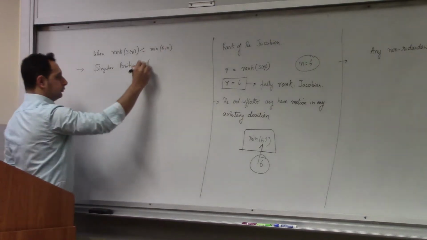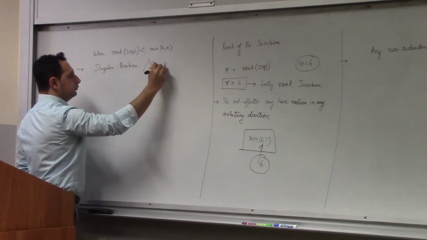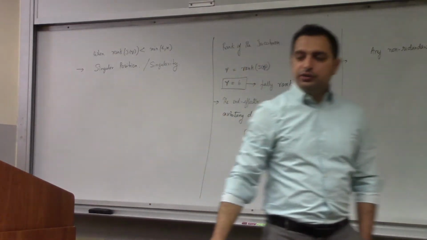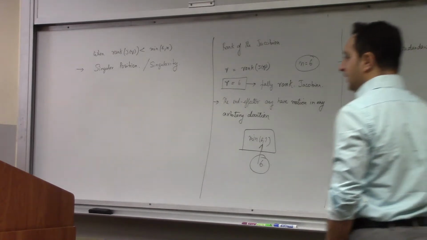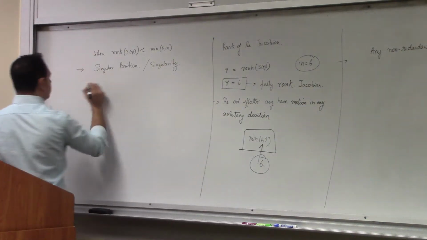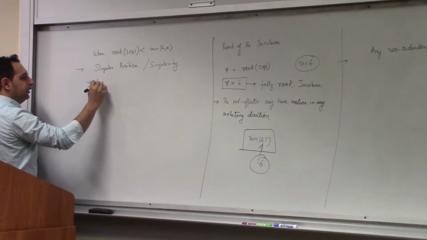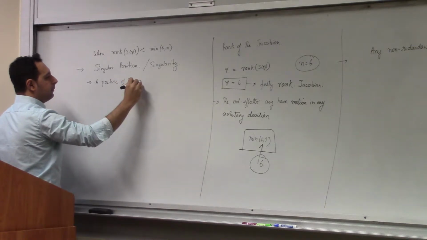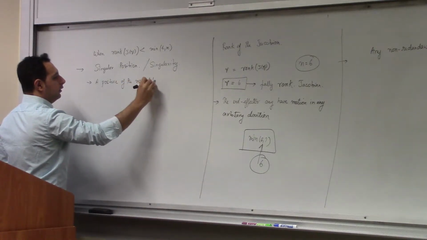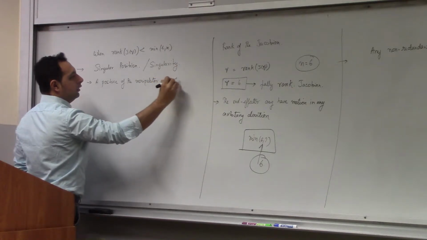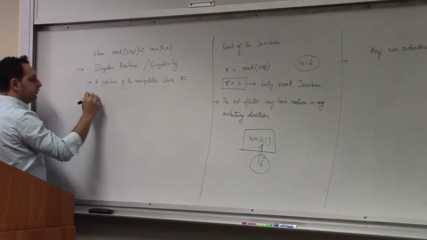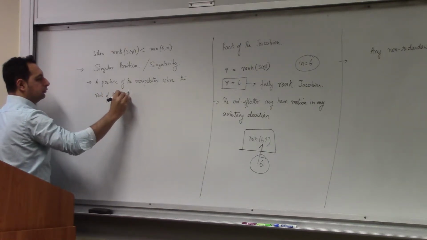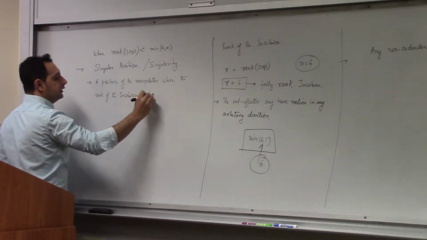A singularity. What do we mean by a singularity? Singularity is a posture where the rank becomes less than full rank. Okay? So singularity is a posture of the manipulator where the rank of the Jacobian is less than full rank.